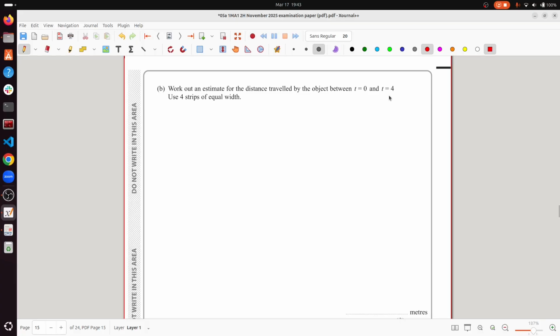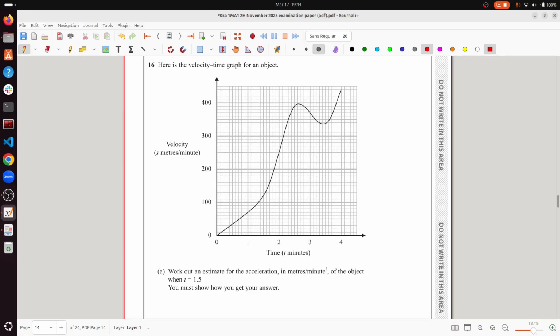Now, work out an estimate for the distance traveled by the object between t is equal to 0 and t is equal to 4. Use 4 strips of equal width. So I'm going to start from 1. That's the next one. That's the next one. That's the next one. So this one looks like the triangle, so I don't have to do much there. This looks like a trapezium. This a trapezium. And this a trapezium. So the area under this curve will give me my distance.